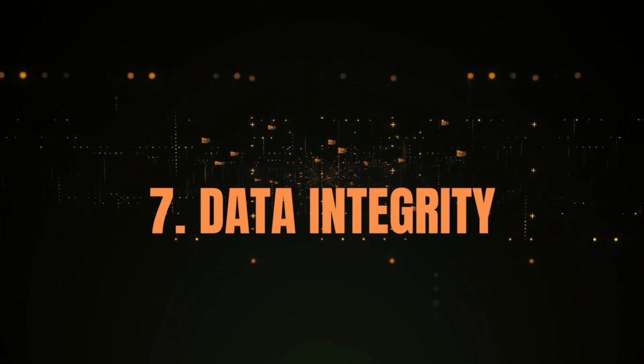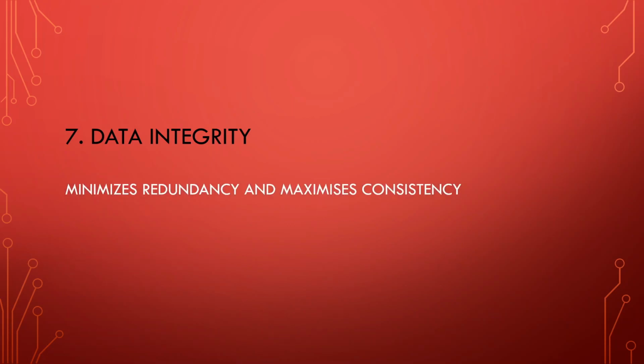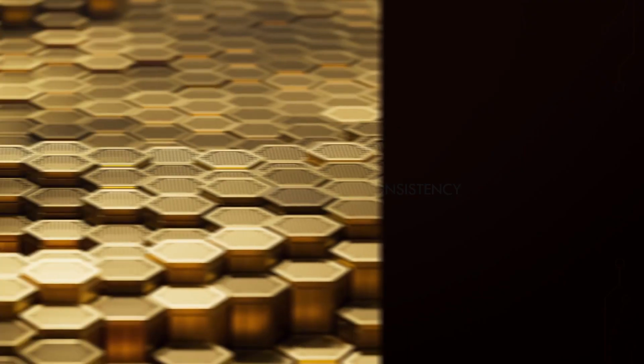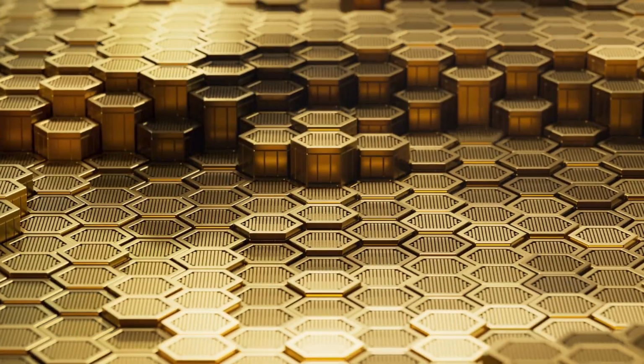Number 7 on the list is data integrity. This minimizes redundancy and maximizes consistency. As the words say, no more repeated data. Every single piece of data has one output, has one key enabling it, has one key identifying it, meaning that the consistency of results will be the same. Decision making will not be compromised. A lot of things will not fail.